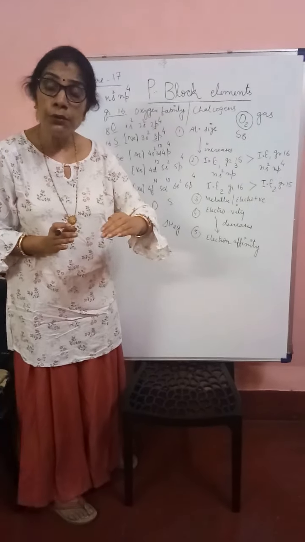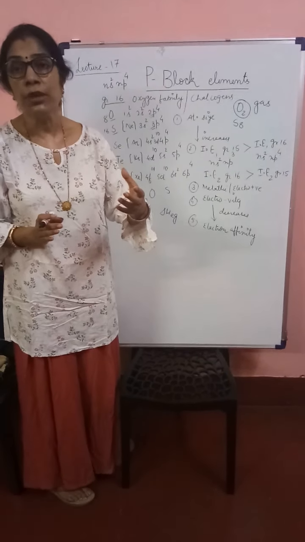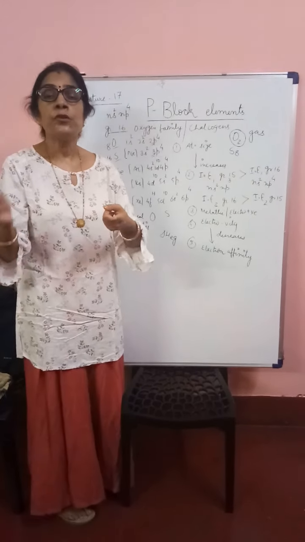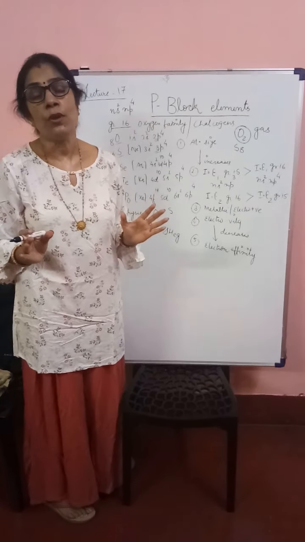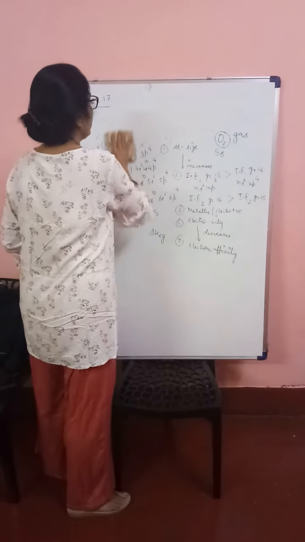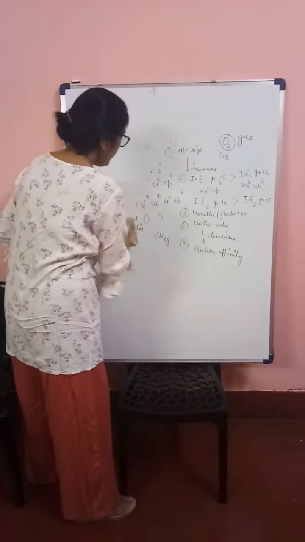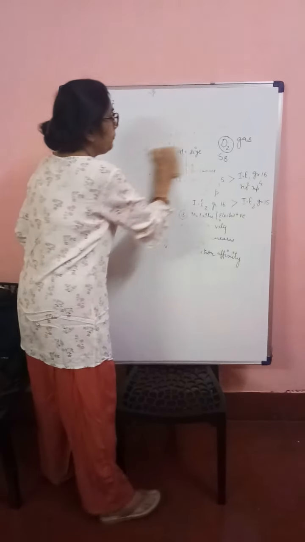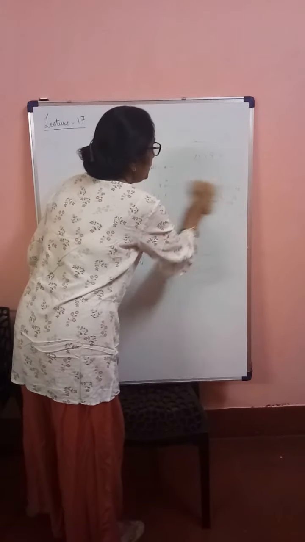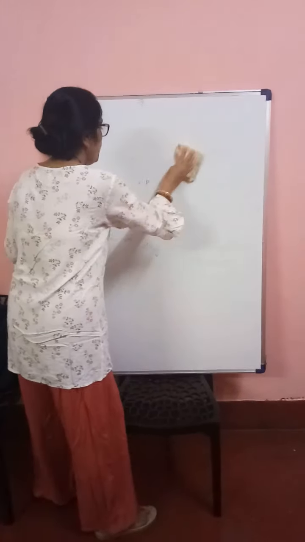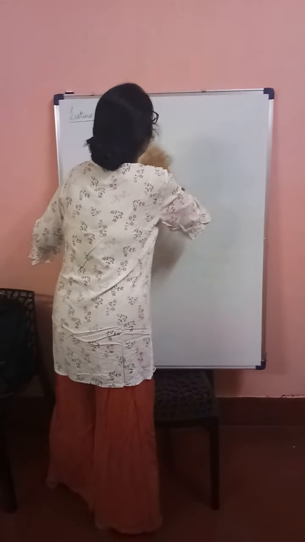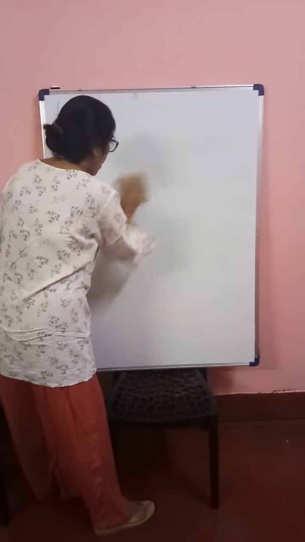On going down the group, the melting and boiling point is going to increase because atomic size increases, mass increases, so that the magnitude of van der Waals force also increases. So we have discussed the periodic trend and the physical properties of group 16 elements. Now let's start with their chemical properties.